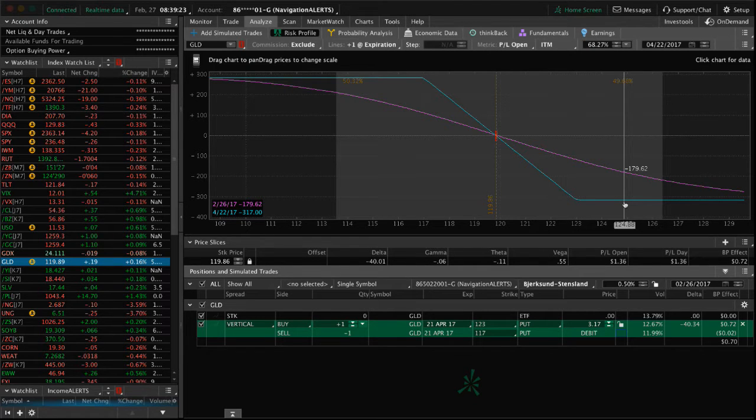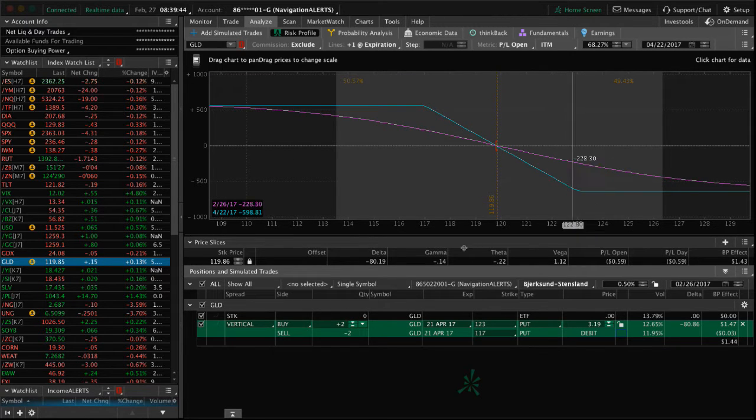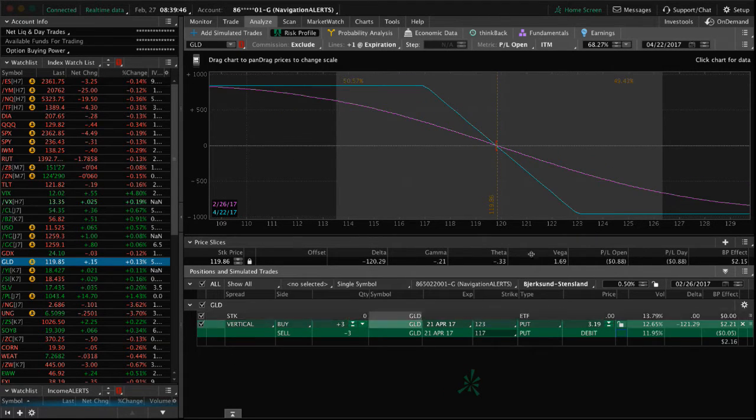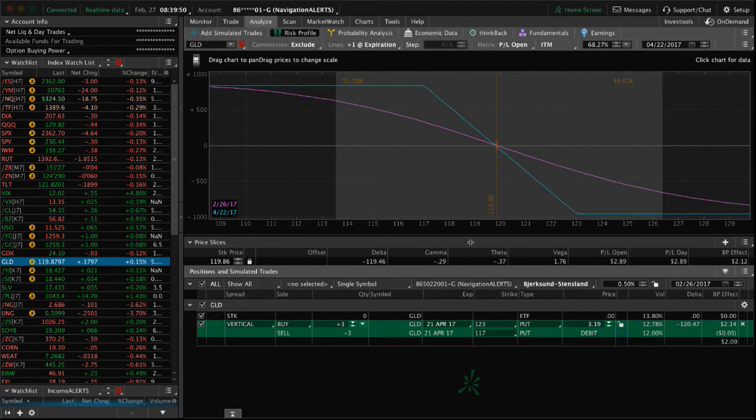I like this a little bit better because it's just giving us a little bit wider range to play around in. And again, I'm going to be aggressively managing this. If we get to 25-50% of max profit, banking that profit, and then just redeploying that capital into another trade. So let's go ahead and place this trade. Let's do 3 contracts.